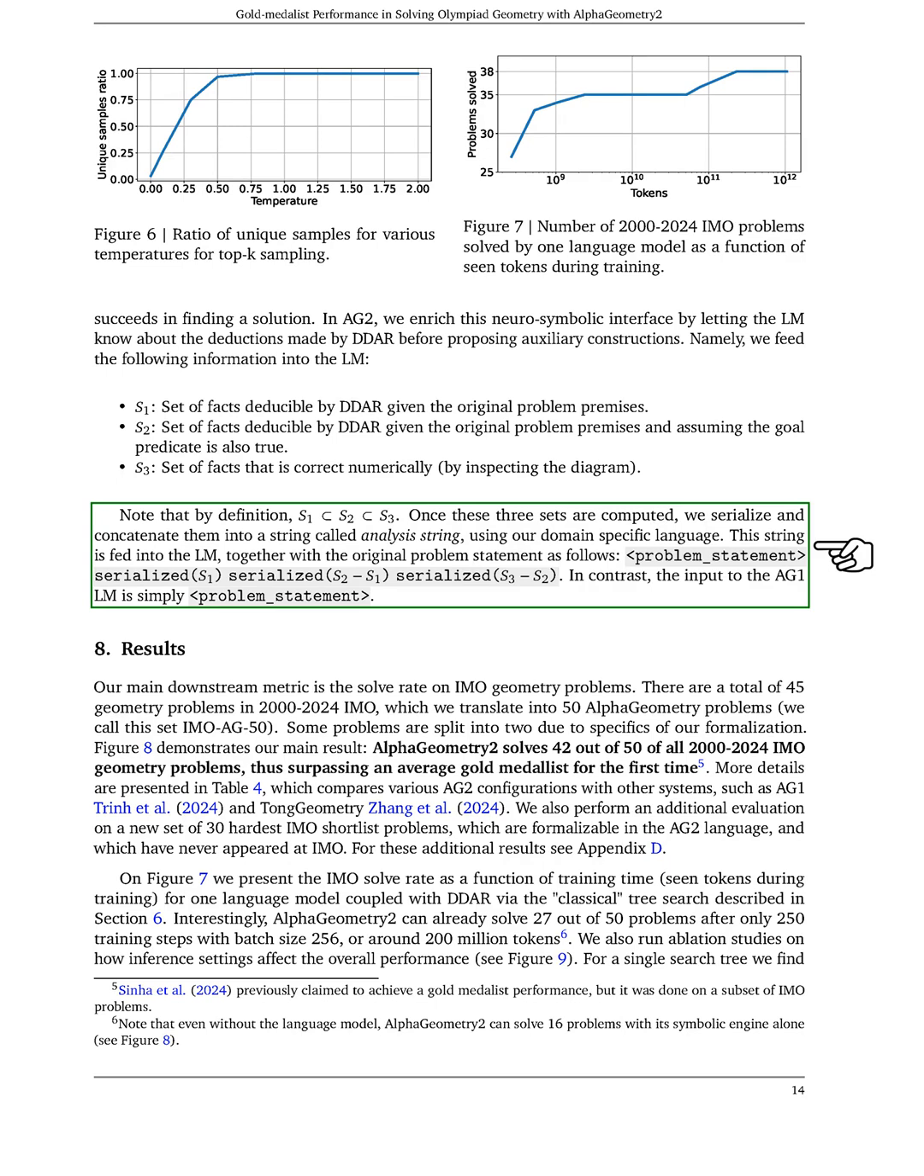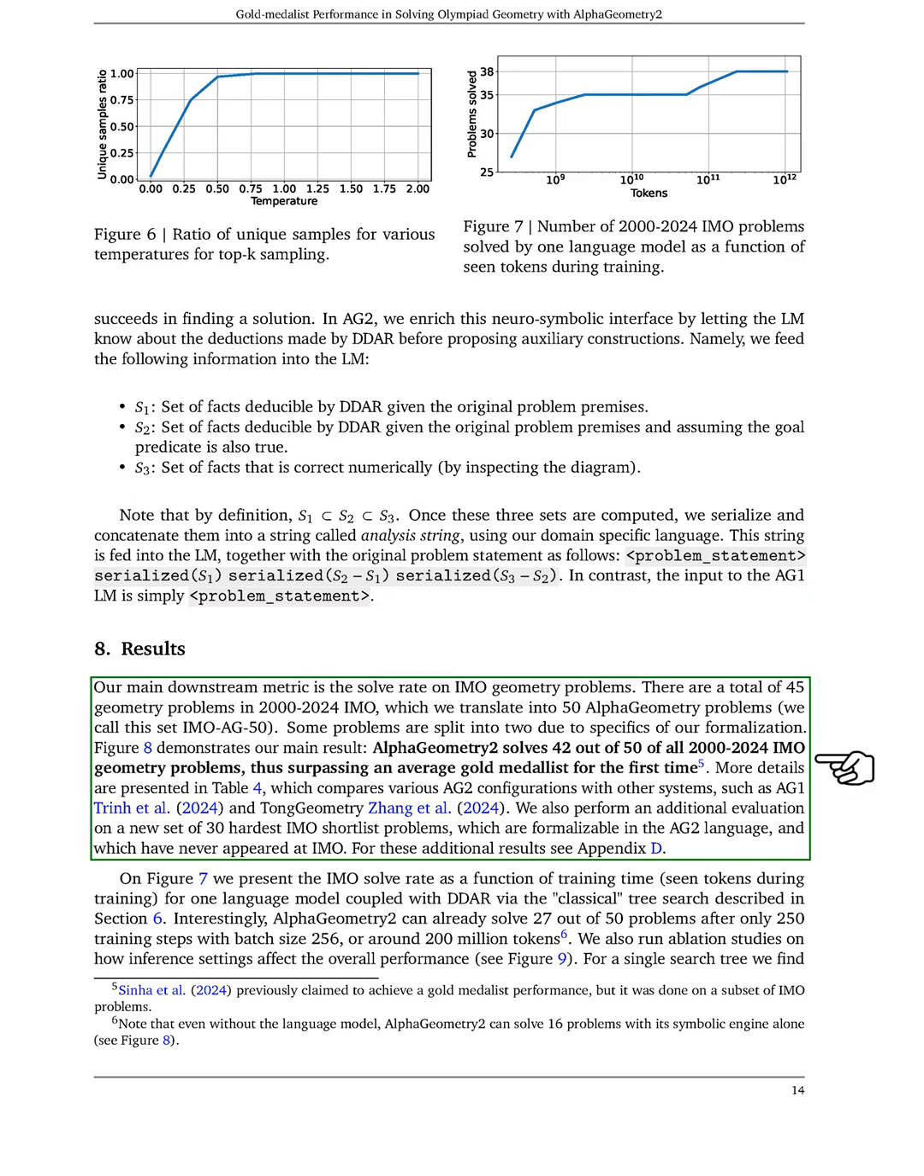Section: Results. In this section, we focus on our main metric, which is the solve rate for geometry problems from the International Mathematical Olympiad, IMO. We have a total of 45 geometry problems from the years 2000 to 2024, which we have converted into 50 AlphaGeometry problems, referred to as IMO AG50. Some of these problems are divided into two parts due to our formalization approach.